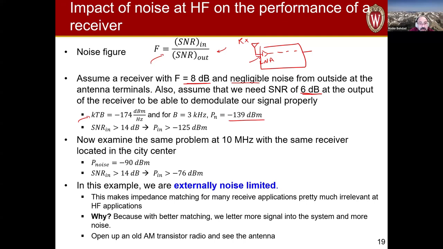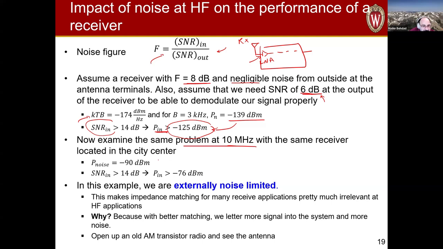And because you have a noise figure of 8 dB and you need 6 dB of signal to noise ratio to be able to demodulate this system, you need to have a total signal to noise ratio at the input of your receiver that's about 14 dB. That means the power you're receiving should be 14 dB higher than the noise power in your system, and that's around minus 125 dBm. So if you have minus 125 dBm of received signal power, then you can successfully demodulate that data. Now let's see what happens at 10 megahertz in the middle of downtown Chicago.